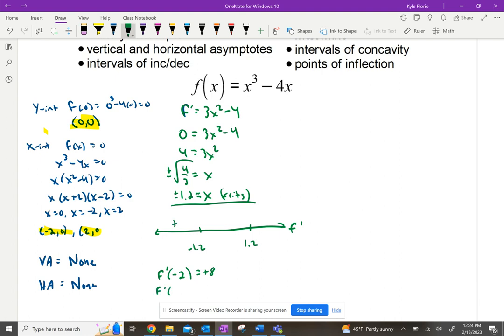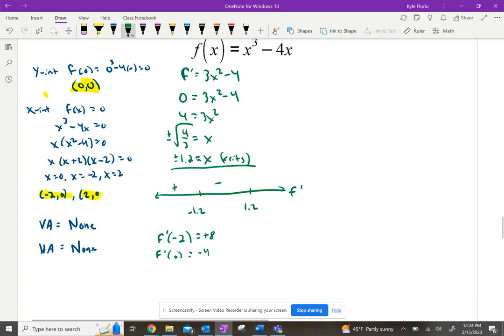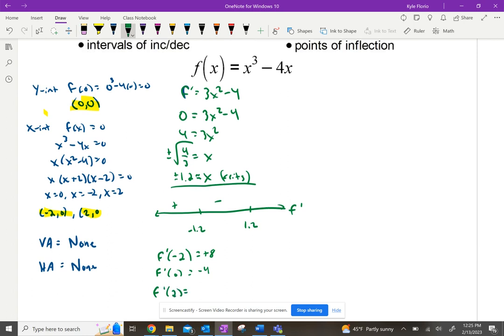If I plug a number between these two, I'm going to plug in 0. If I plug 0 in, I just get negative 4, which is negative. So my function starts to decrease. And then if I plug in a number bigger than 1.2, like 2, it's still 2 squared is 4, but it's still going to be 8. Again, all I care is that it's positive. So my function's increasing and then decreasing, and then it decreases and increases. Again, it's a cubic, no surprises here.